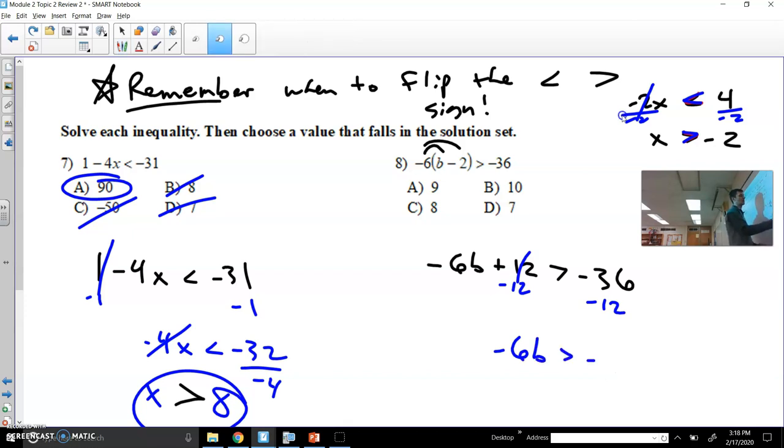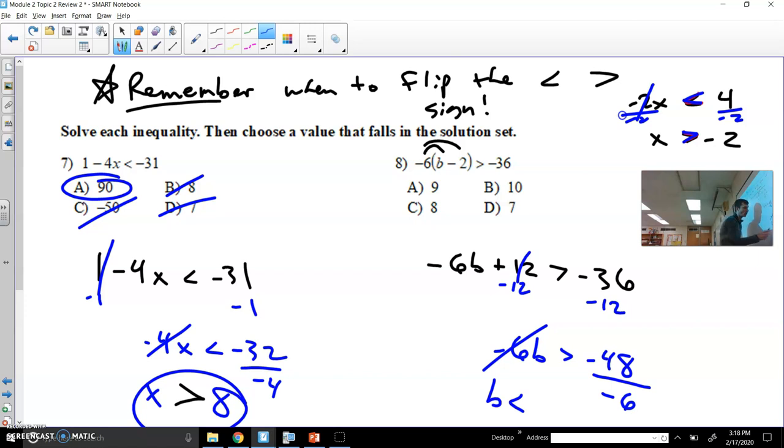Write that a little cleaner. And then again, when you divide negative 6 to the other side, this inequality in the middle is going to change directions, and it should be any value less than 8. And so again, we have values like 10 and 9 that are obviously on the wrong side. But again, you don't want to pick 8 because you want a value that is strictly less than 8.